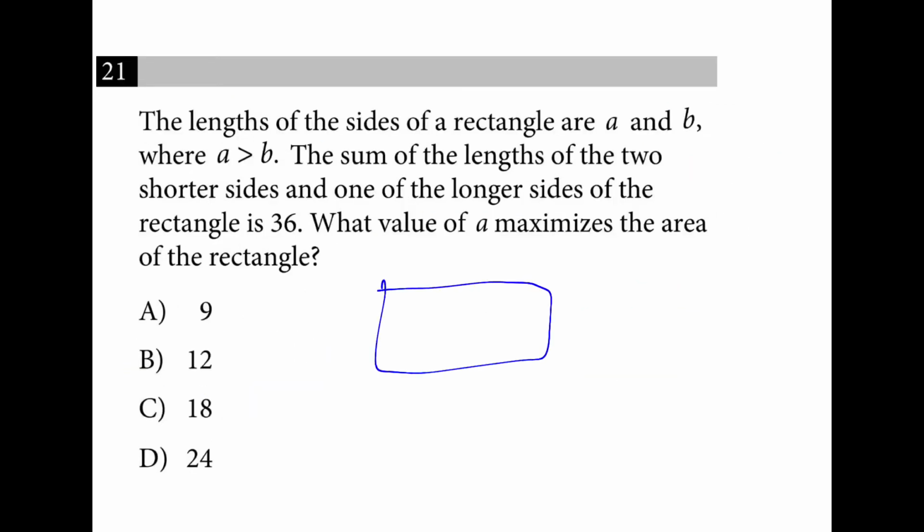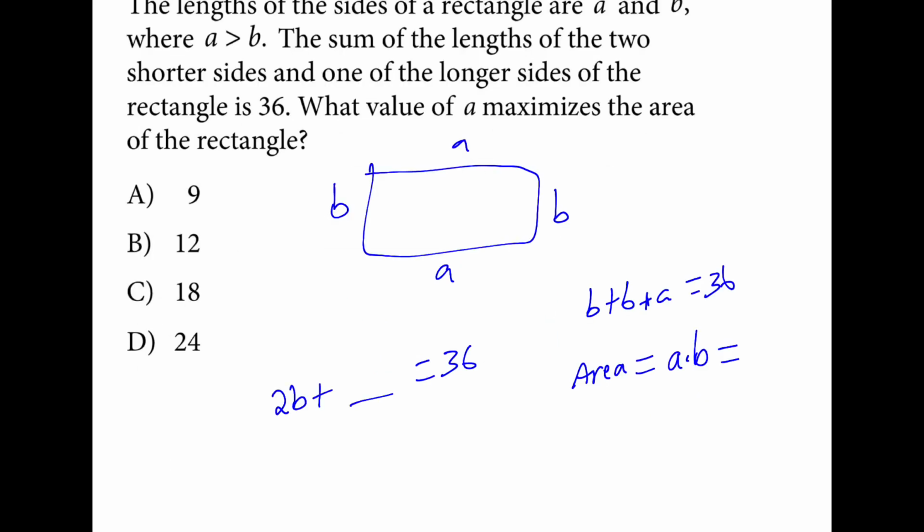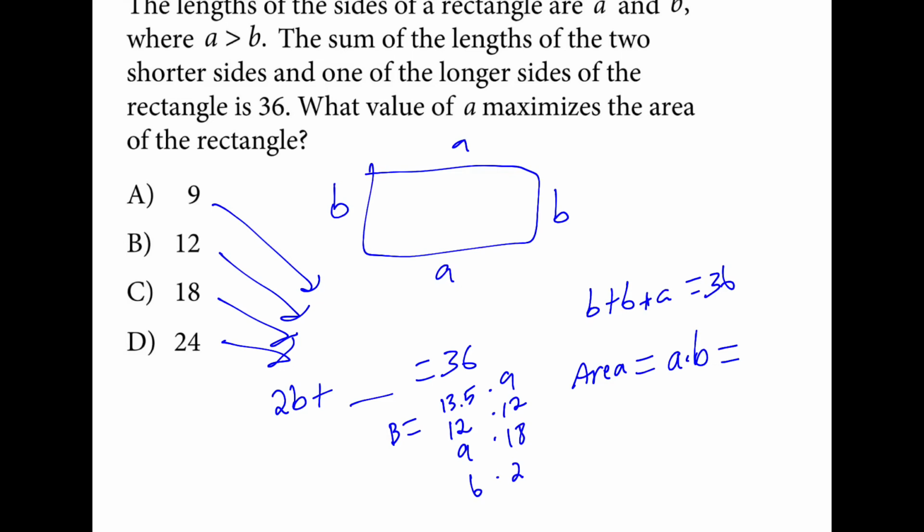So we're looking at a rectangle. The longer side is A, and the shorter side is B. If you add up the two shorter sides, so B plus B, and one of the longer sides, plus A, we get 36. What value of A maximizes the area of the rectangle? So we can plug in these different numbers here for the blank, and you get these different B values respectively. So to find the area, we're going to multiply by 9, by 12, by 18, and by 24. The one that is the biggest is here, which was C, 18.